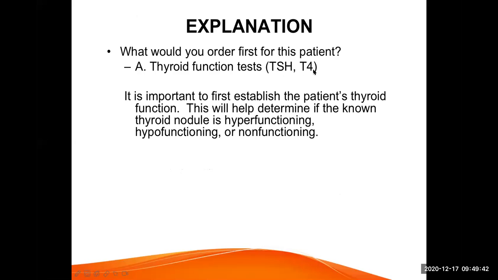So what do you order first for this patient? The answer is thyroid function test, that is TSH and T4. T3 is a part of the thyroid function test, but T3 is less important than T4. If T4 is low, then you can order T3. But sometimes there is a type of disorder where only T3 may be affected, so to find that out, we definitely need to go for T3. It is important to first establish the patient's thyroid function. This will help determine if the thyroid nodule is hyperfunctioning, hypofunctioning, or non-functioning. That's what we just discussed. So this is the first investigation.